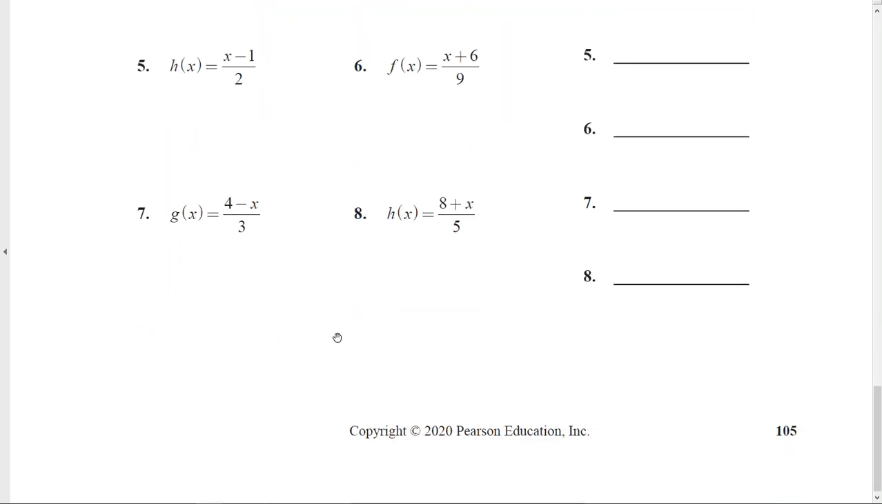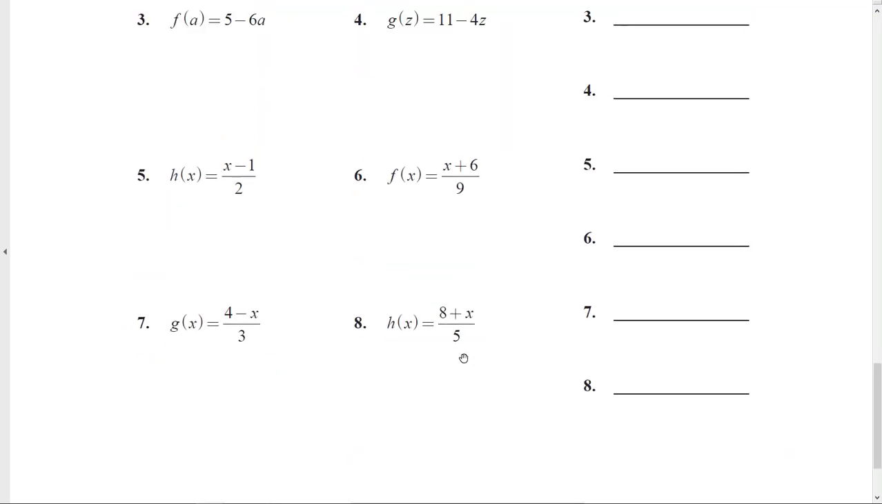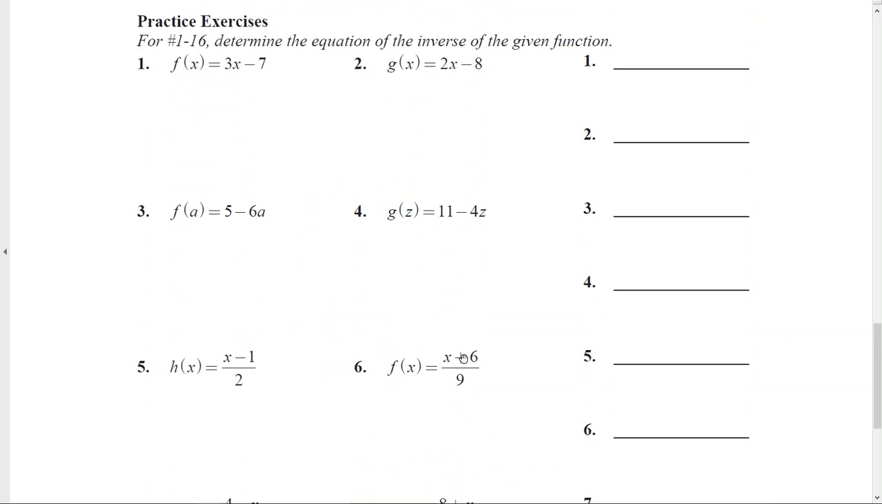That should be all for the rest of 2H. There's just several examples where we get to practice those strategies.